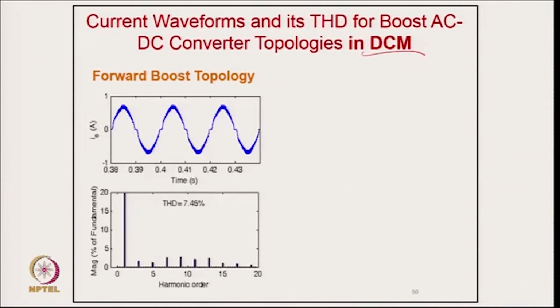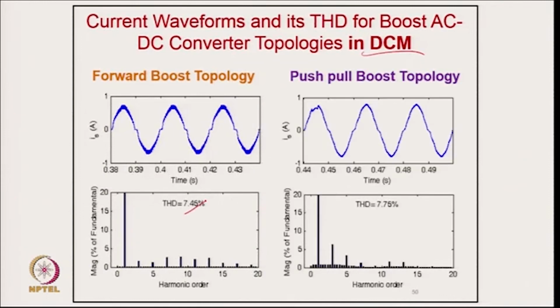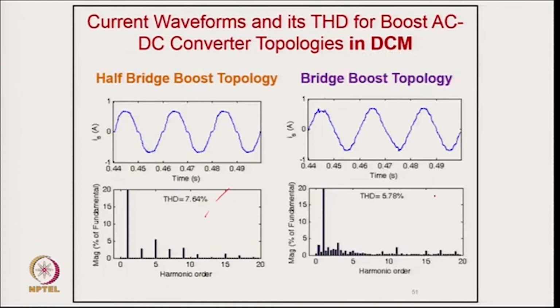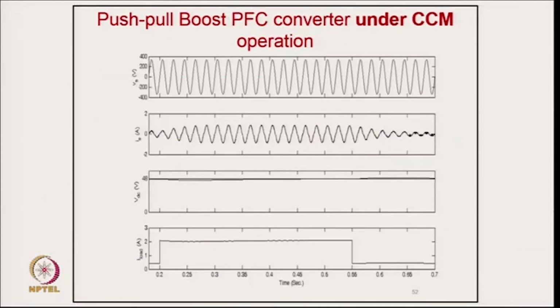If you are operating in discontinuous mode, of course, THD slightly increases, and here also it slightly increases, but in many applications for low power it is permitted even to go up to 17 to 18%. So, even it is less than 8% or so. This is for push pull, this is for half bridge, again less than 8%, and this is for full bridge. So, you can operate either in CCM or DCM by control, because DCM is a very simplified control, you can call it, up to some extent.